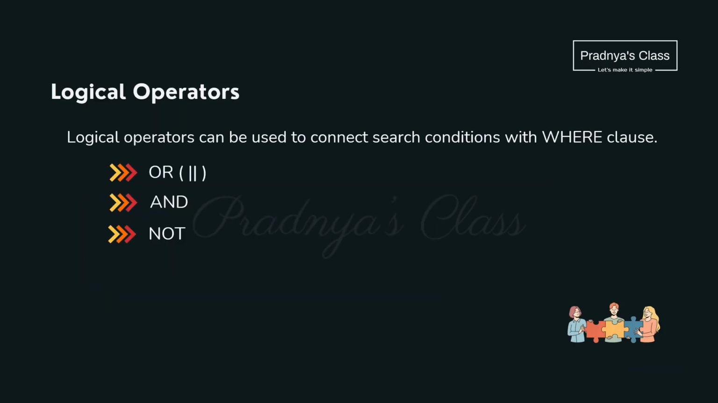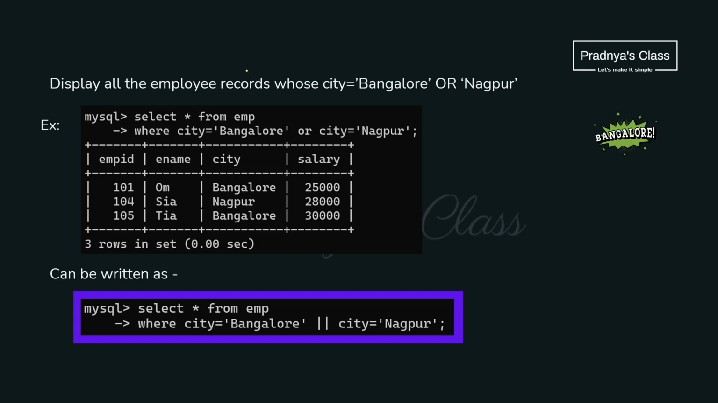Along with relational operators, we can also use logical operators. We know the use of logical operators: to combine two or more relational expressions. Here also we can combine two or more conditions. Let's take an example. We need to display all the records of the employee, but here is the condition: city should be Bangalore or Nagpur. So look at the output here. We have only those records having city as Bangalore or Nagpur.